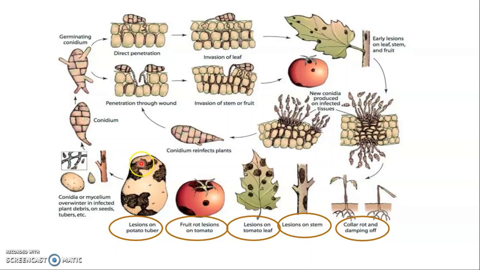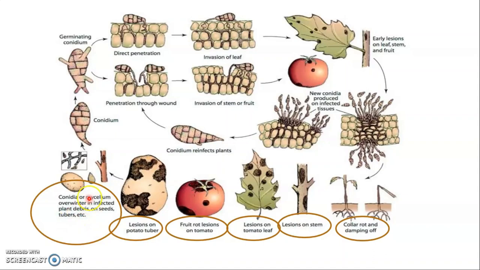So before harvesting and after harvesting, we should remove all this debris. We should eradicate these plant debris and volunteer plants from the field. Otherwise, these will be the source of inoculum for the next season. If we do not remove them from the field, then the fungus is there, early blight disease is there, overwintering on these structures. So the second thing: conidia or mycelium overwinter in infected plant debris, on seeds and tubers.